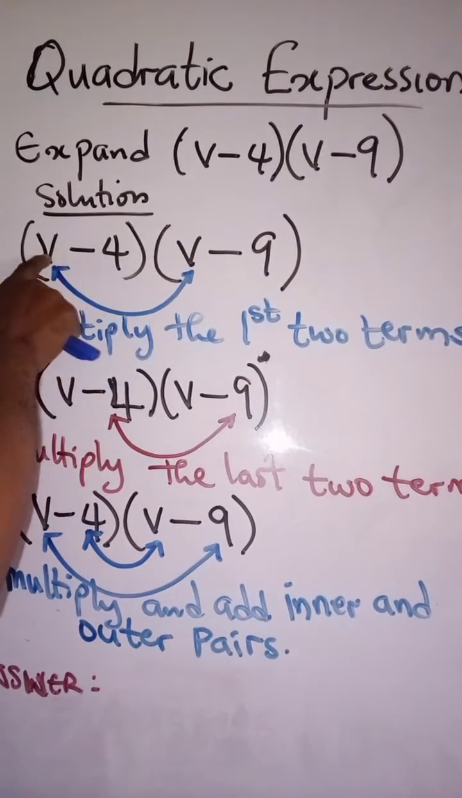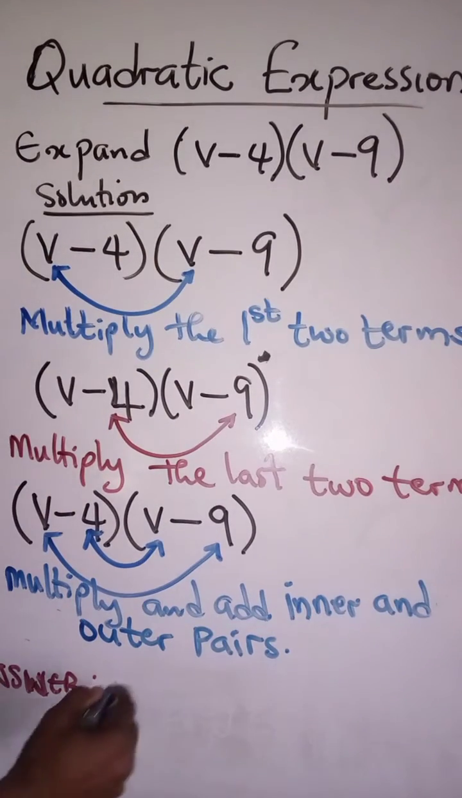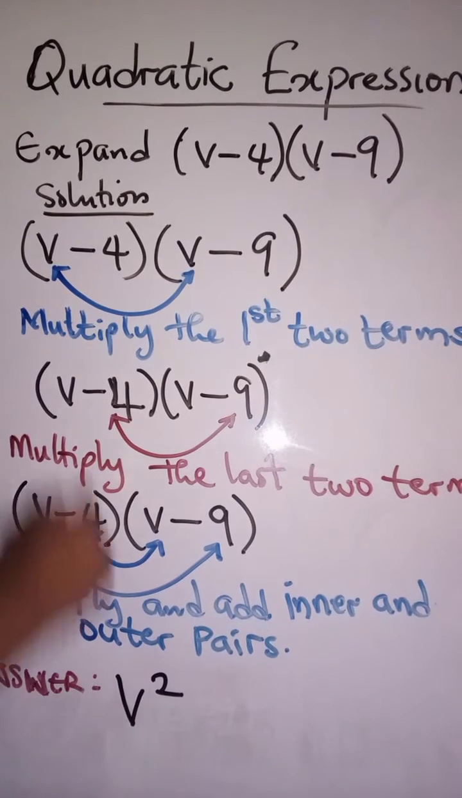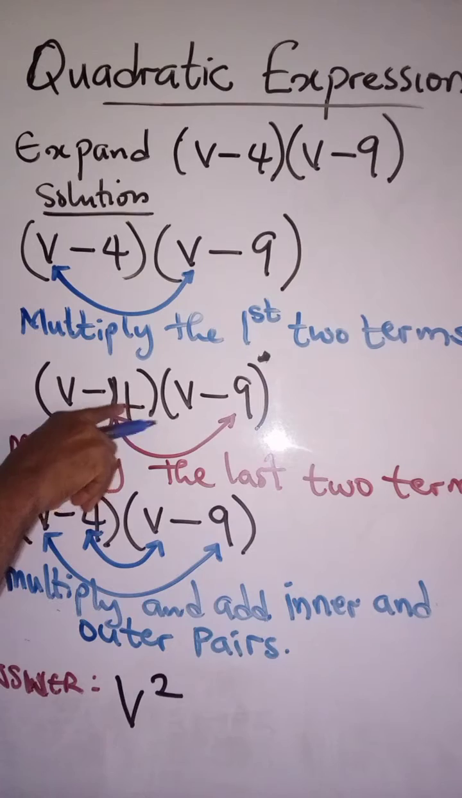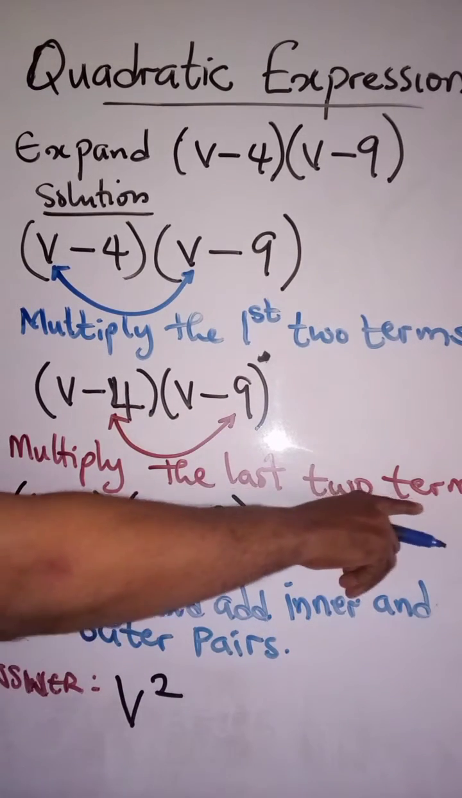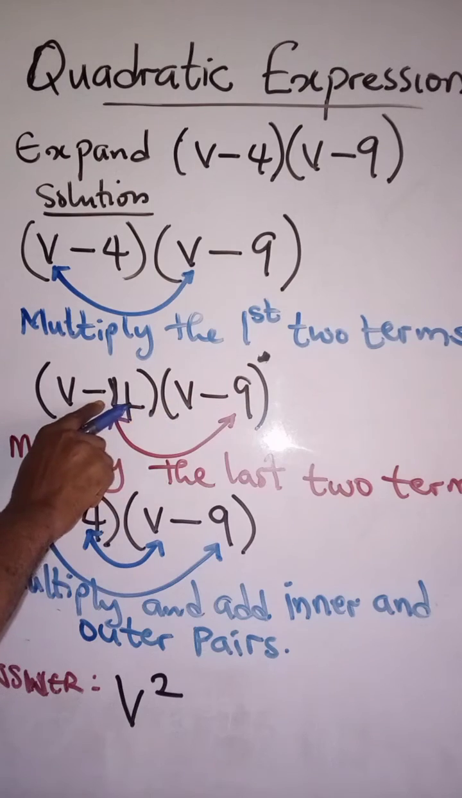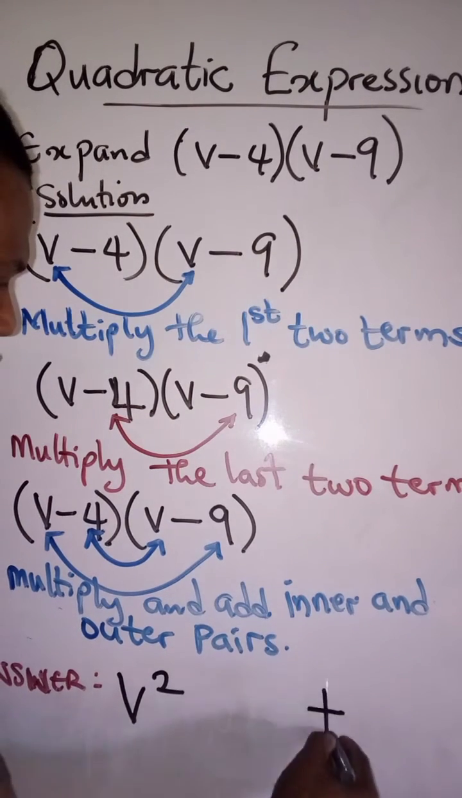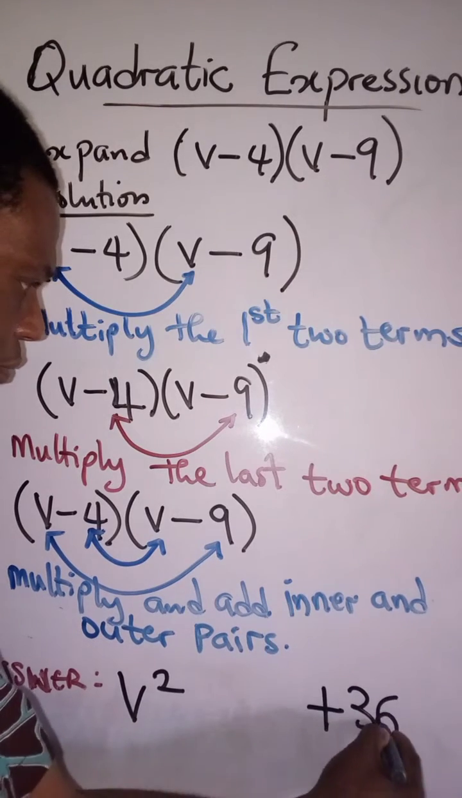These first two terms, v times v, is v squared. Then you multiply the last two terms. The last two terms here, minus 4 times minus 9, will give you plus 36.